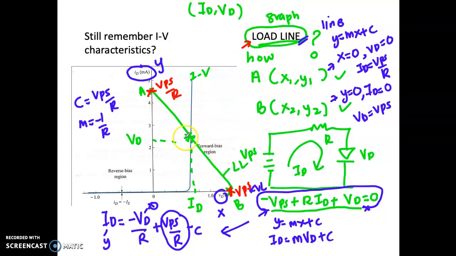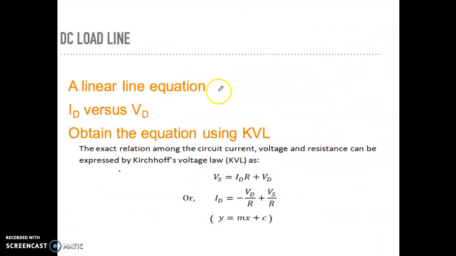So why do we need this line? Because the intersection between the load line and the IV characteristic is the final point that we want, the ID and VD based on the graphical approach. So these are the three keywords when you have the load line. You need to have a linear equation, y equal mx plus c. How can you get this equation? Find the KVL from the circuit and you denote y equal to ID and x equal to VD.